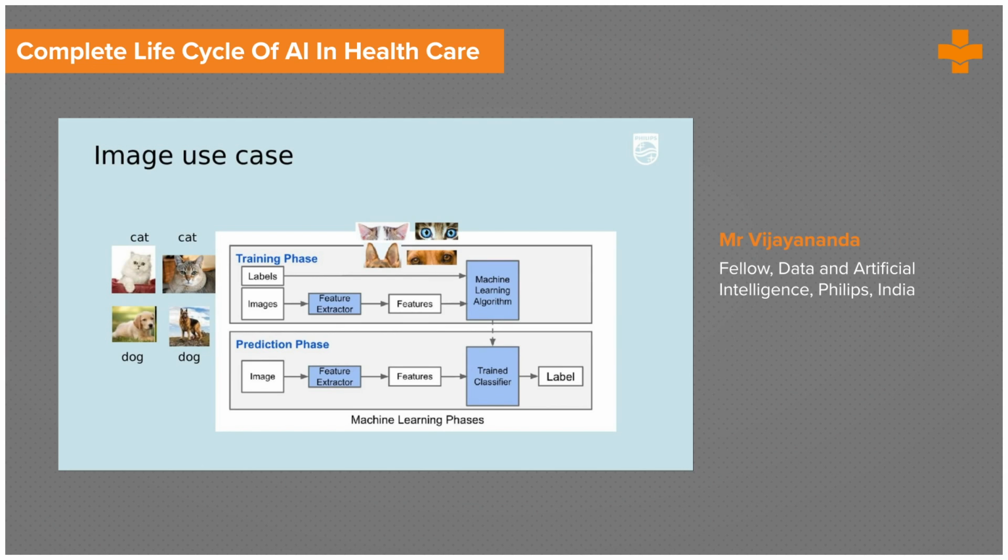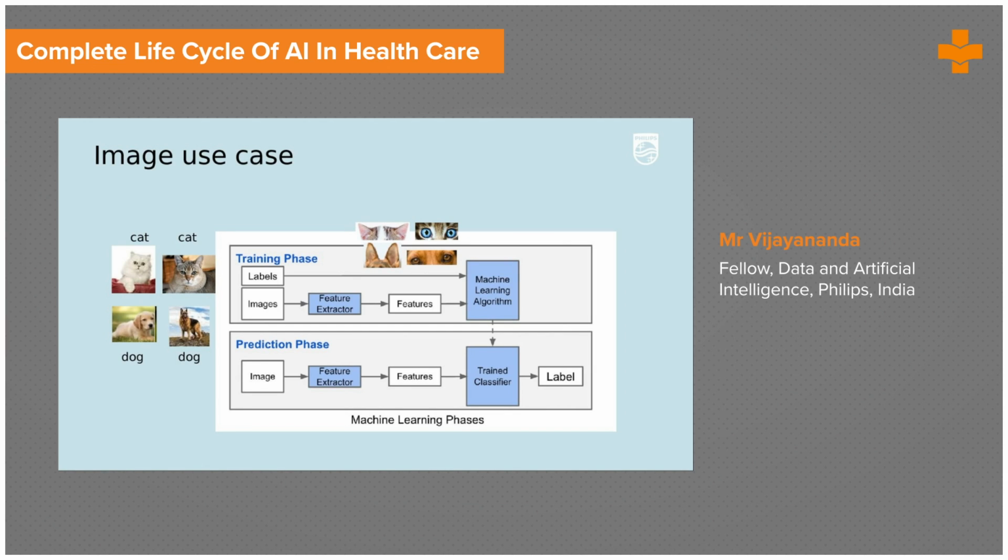And if I take an image use case, this is what happens in the case of, let's say, deep learning, a term many of you have probably heard of. To decipher that, this example might help. So here is the input, which is the cats and the dogs, and you give this as an input in the training phase.